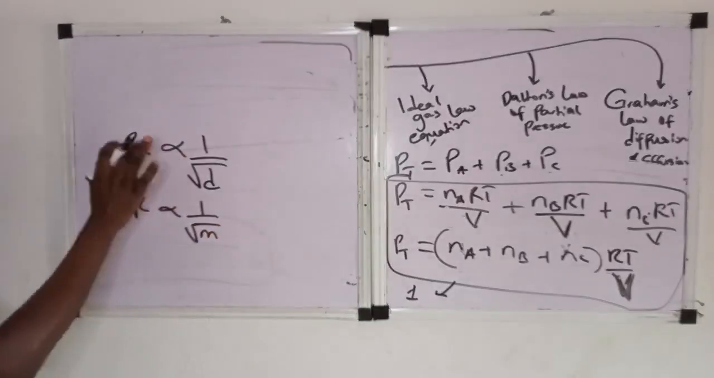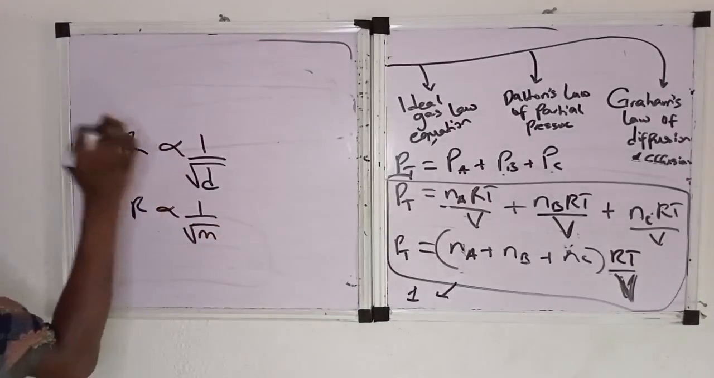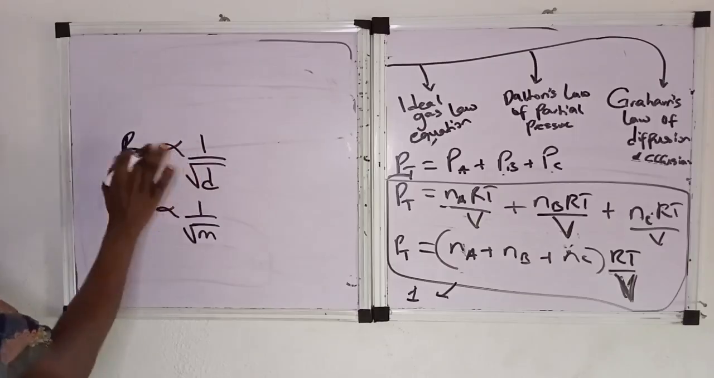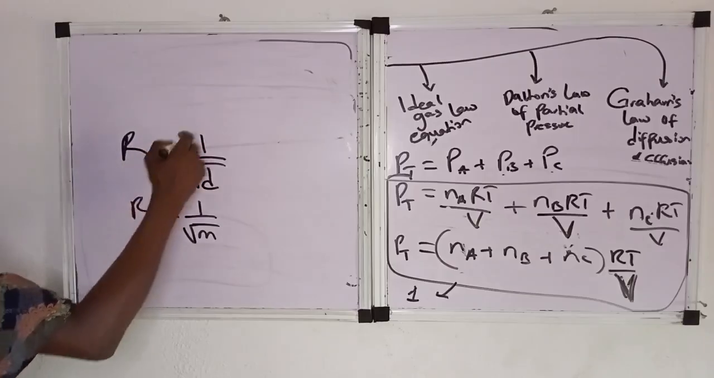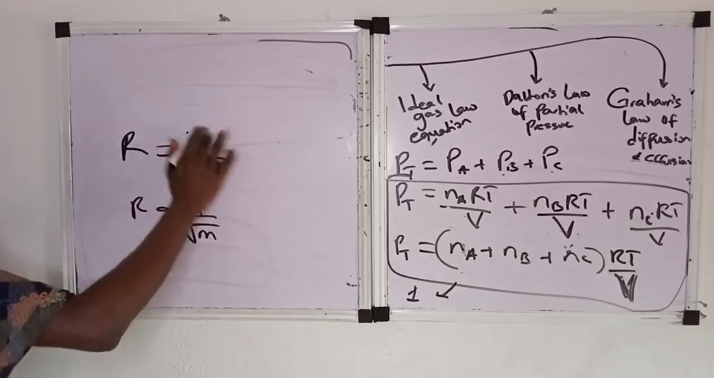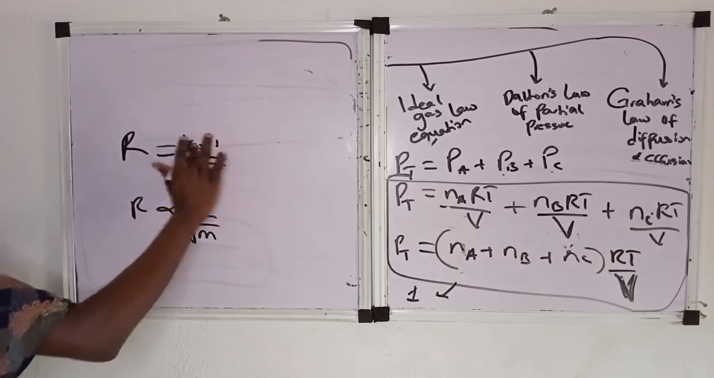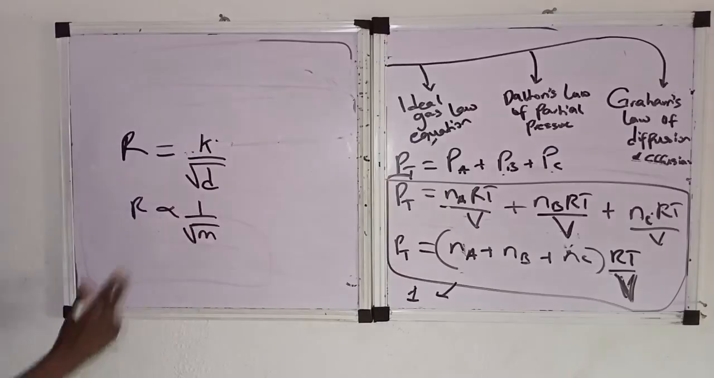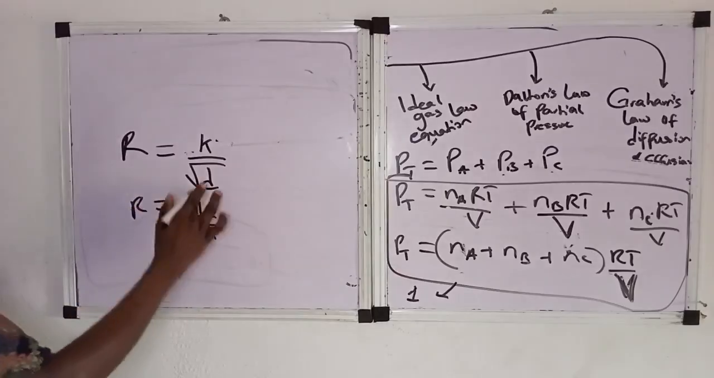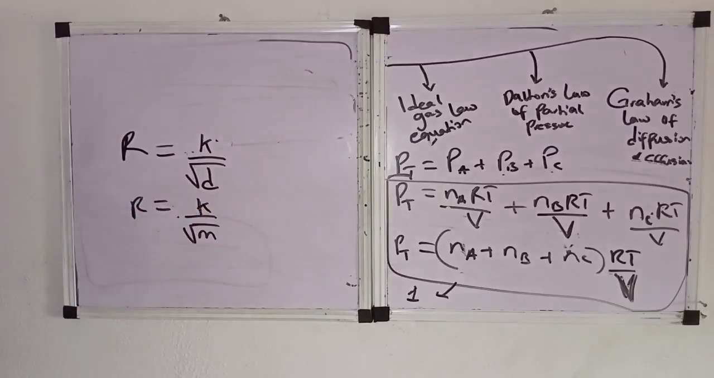To remove the proportionality sign, we have the constant known as k. k times 1 will still give us k. The same thing happens here too.